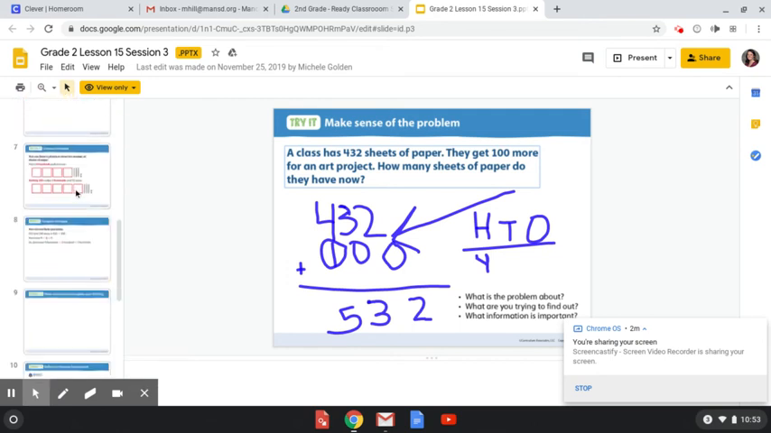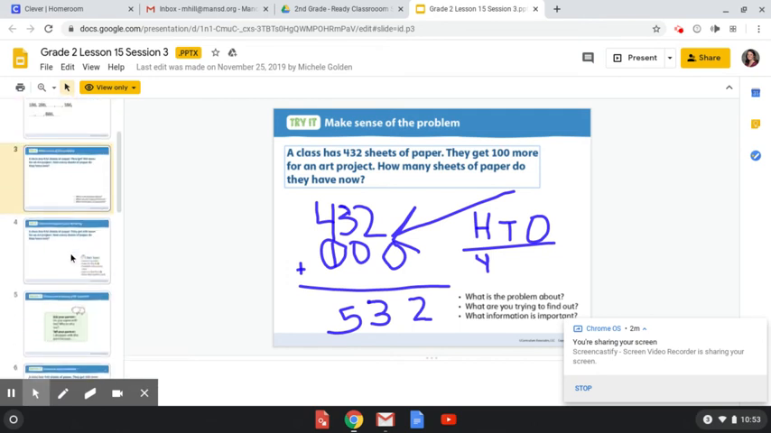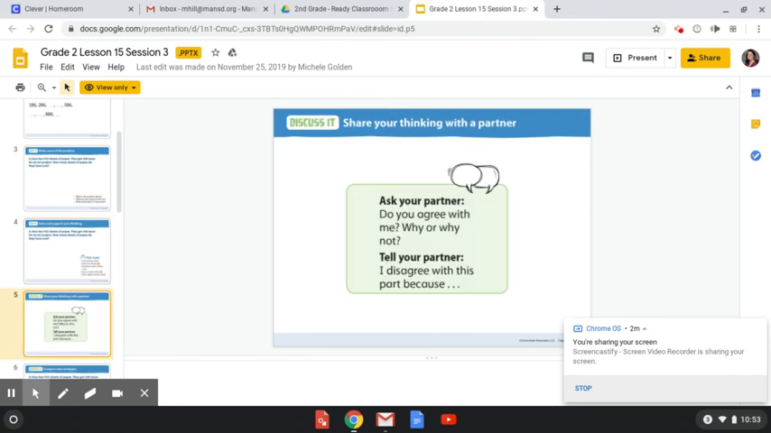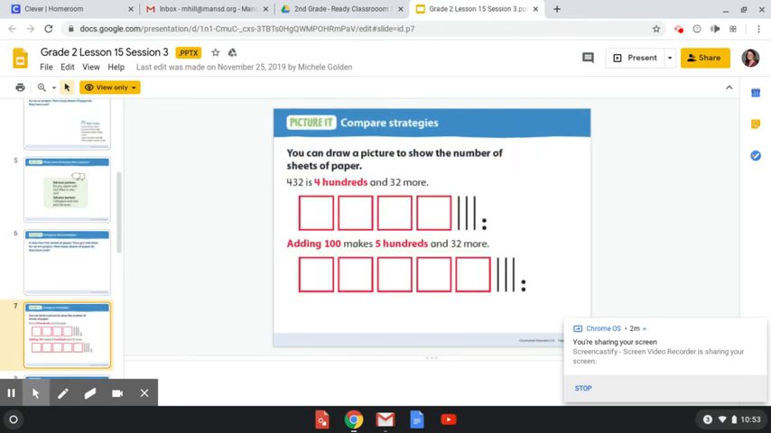Let's see what else we're going to take a look at. So we just solved that. This is saying one way that you can solve it is you can draw a picture to show the number of sheets of paper. So we have our hundreds blocks, our tens blocks, and our ones blocks. So adding 100 makes 5 hundreds instead of 4. So you can see that there's an extra hundreds block, and we're still going to have the 32 on both of them.